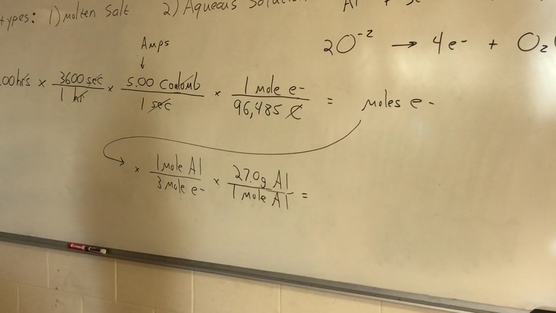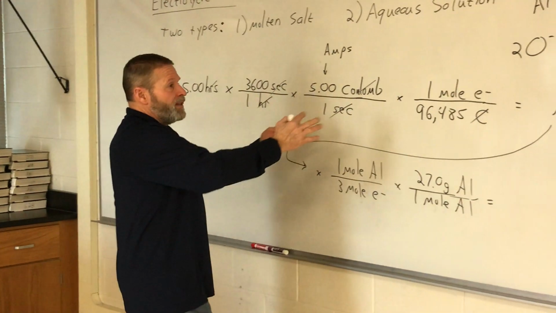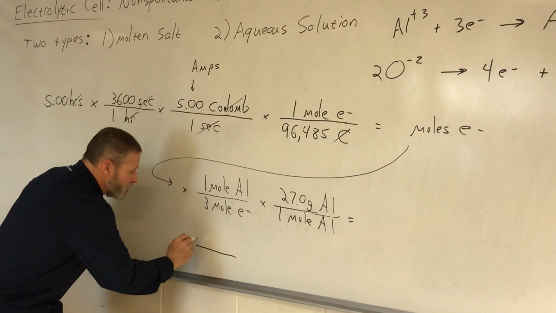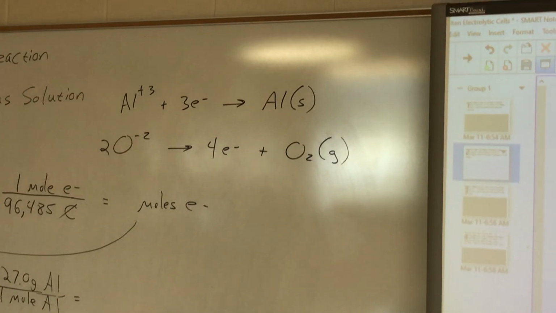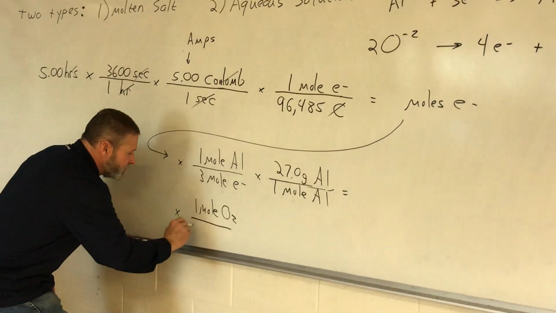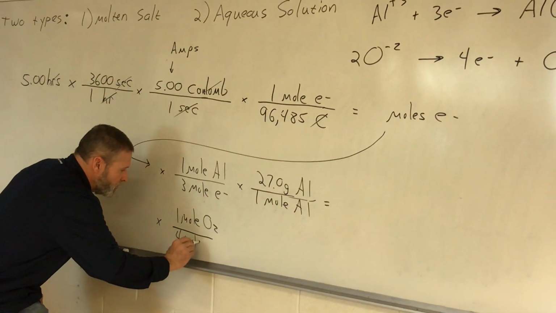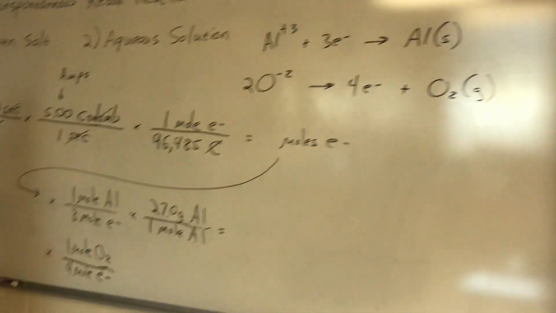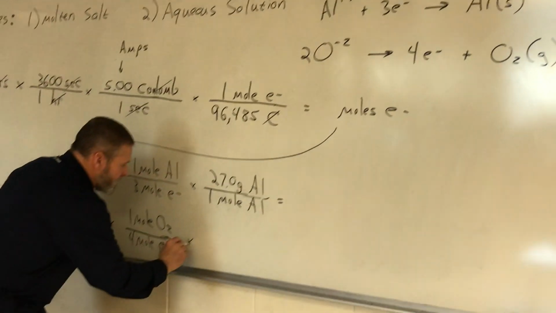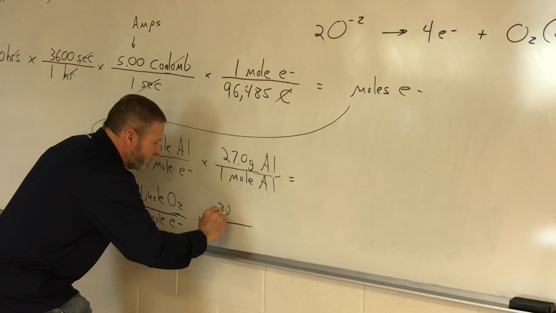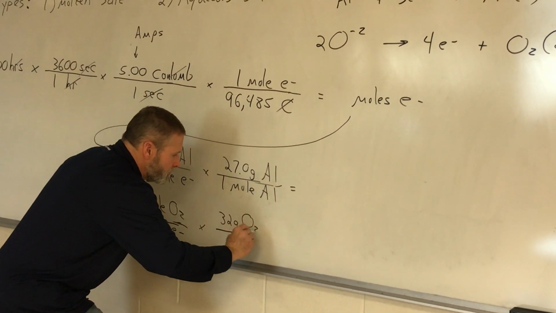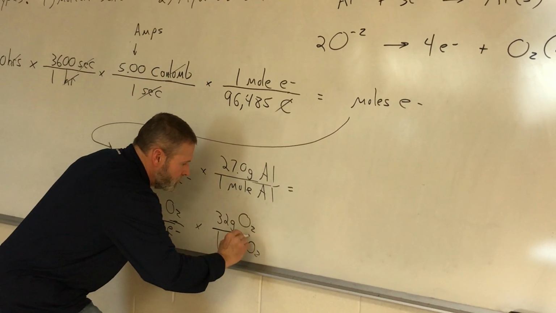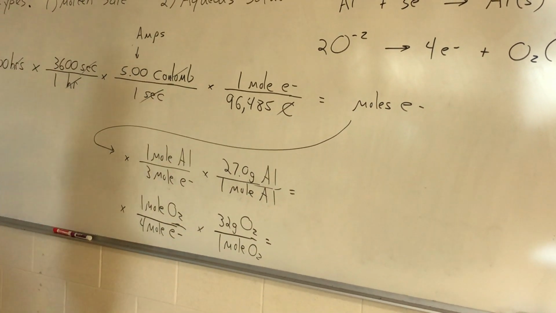Or if you wanted to know the oxygen, it would be the same thing, your moles of electrons, but now it'd have a different mole ratio. For every 1 mole of oxygen, there's 4 moles of electrons. And then I would multiply by the molar mass of oxygen. And I would have my answer.